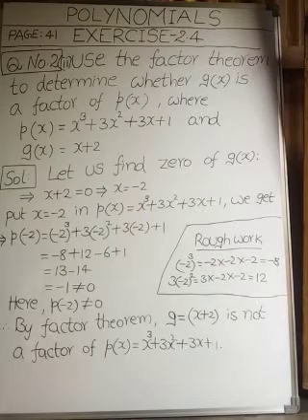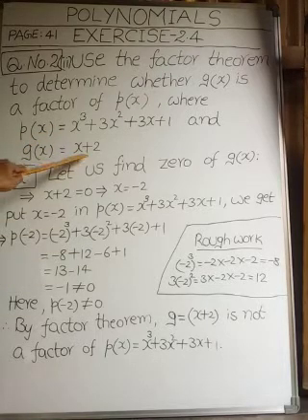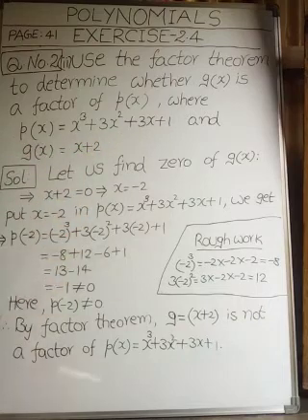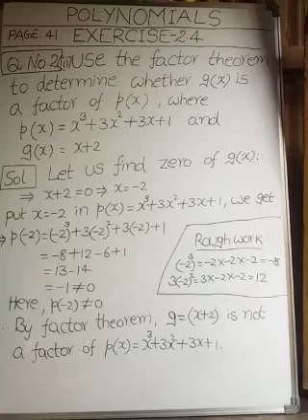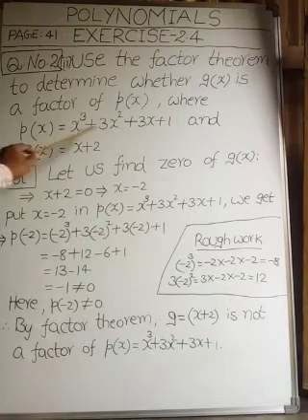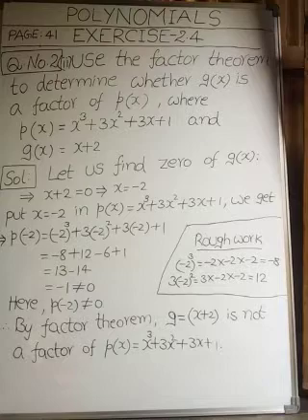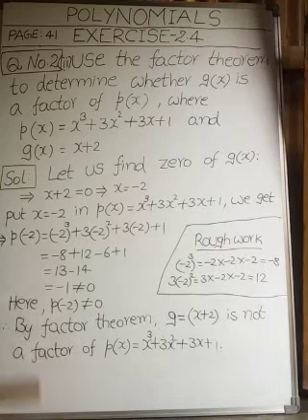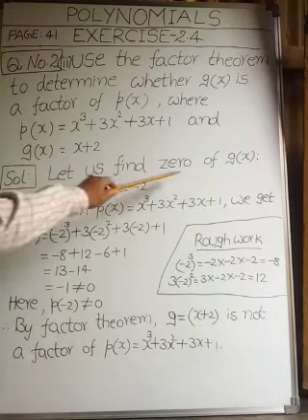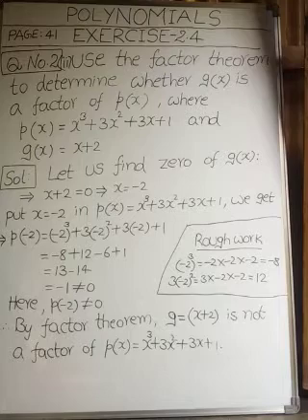Here we have to examine whether this polynomial is a factor of this polynomial or not. Understood this question, my dear children? Right. Here p of x is already given. That is why it is not necessary to assume it here. Already given p of x is equal to. Okay, my dear children? So let us find g of x.